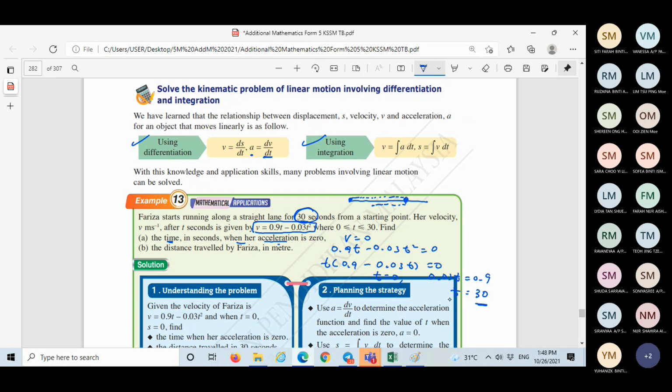So now I need the function of S before I can get the value. After I get the function for S, it is very simple, I just substitute T, because same thing, when T is 0, S is 0. So how to get S if I have V? By integrating V with respect to T.